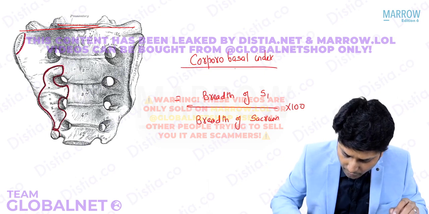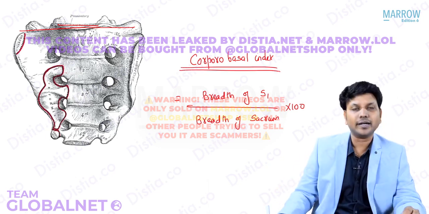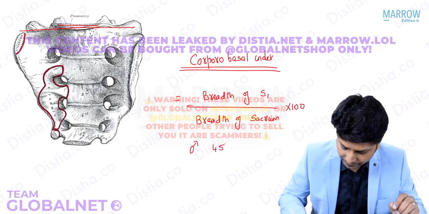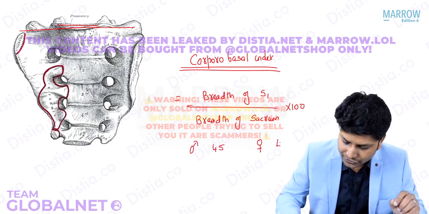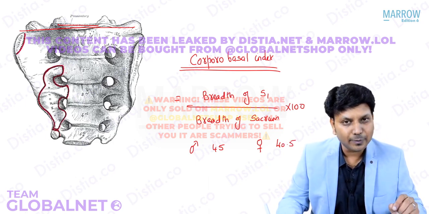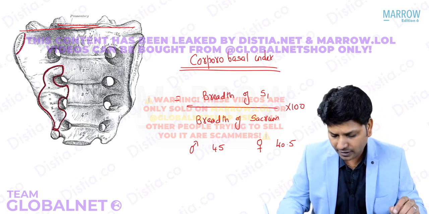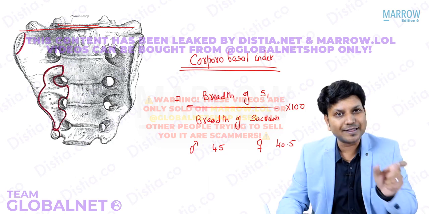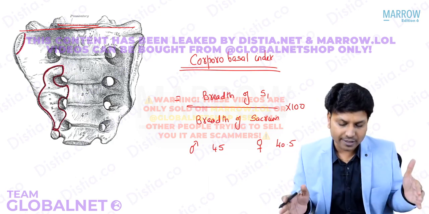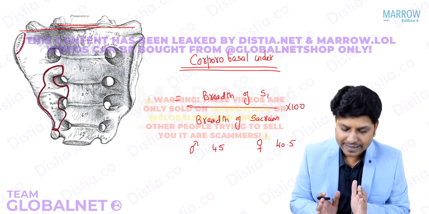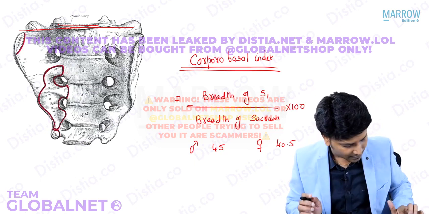This is one important index where you can see in males, it is 45, whereas in females, it is 40.5. Right? Males, it is 45. Females, it is 40.5. So this is the corporobasal index. Do remember, this is the breadth of S1 divided by the breadth of the whole sacrum. This ratio itself was asked in one of your examinations, the AIIMS examination, that you have to remember. This is from the sacrum.